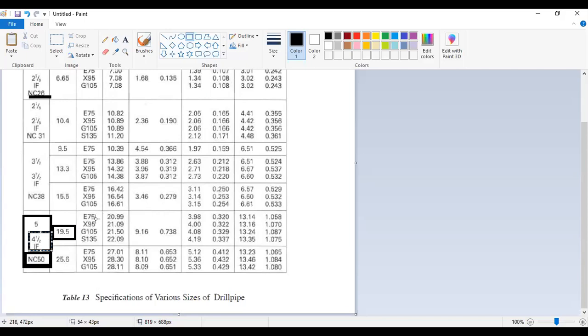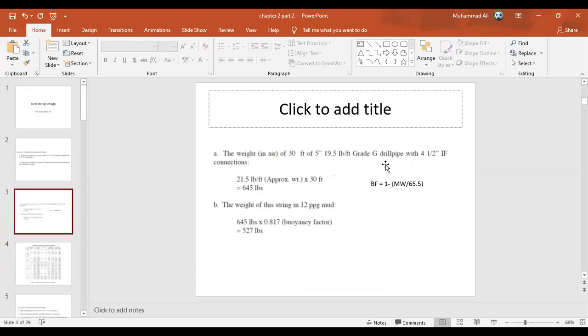And the third thing mentioned is the yield stress of the pipe, G grade pipe. So when you connect the dots, this 5 leading to this 19.5, leading to G105, we get this weight, 21.5. We multiply it by 30 and get the weight of the drill pipe, which is 645 pounds. So 21.5, the total length of the pipe is 30 feet, we multiply, we got 645. I think it's clear now. Yes, sir. Thank you.